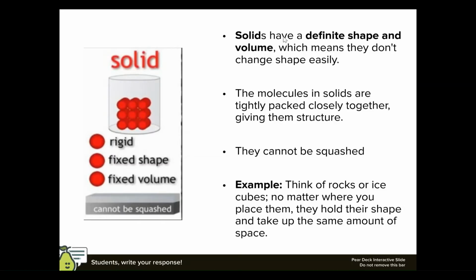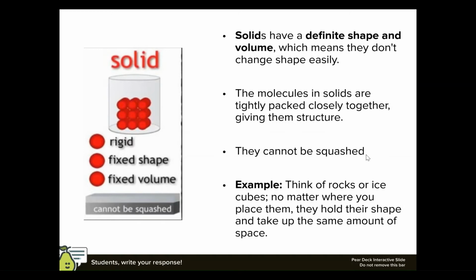So, solids have a definite shape and a definite volume, which means they don't change shape easily. They maintain their shape. So, if I put an orange within a bag, the orange is going to stay the size of an orange. It's not going to mold itself to the shape of a bag. It's going to maintain its shape and it's going to maintain its volume. These molecules in solids are tightly packed, very, very close together, which gives them that rigid type of pattern that maintains their shape.